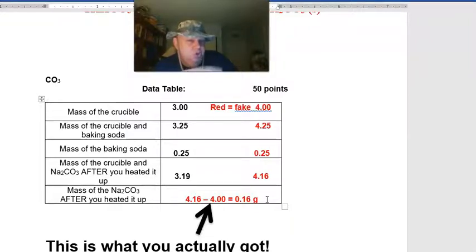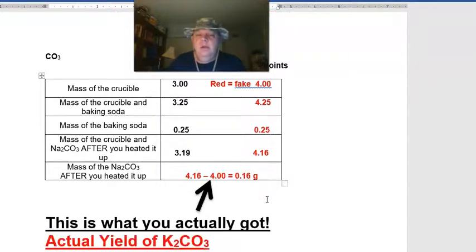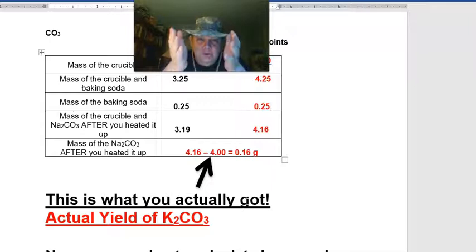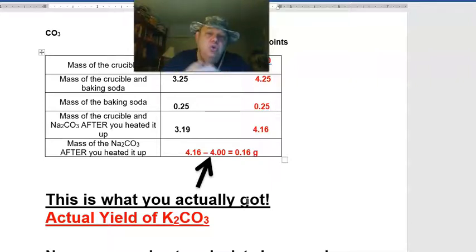You can see this coming, can't you? Now notice the arrow says this is what you actually got. This is the actual yield. This is what you physically worked with in the lab. We're pretending, remember, we're in a quarantine, and you calculated it. So when you say this is what you actually got, that's your actual yield. That's an important thing. We got our actual yield now. Now we got to figure out the theoretical yield.